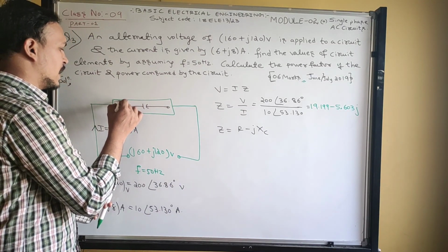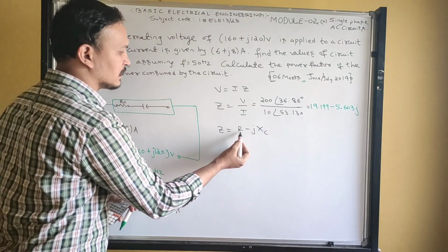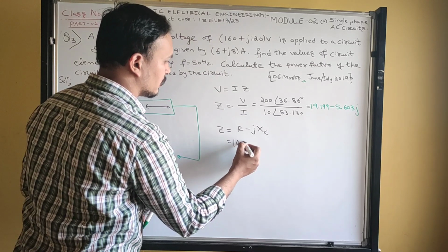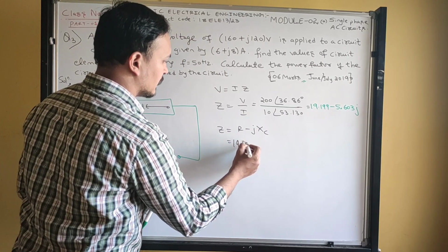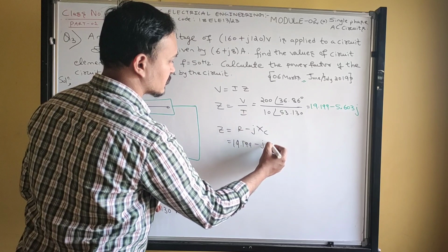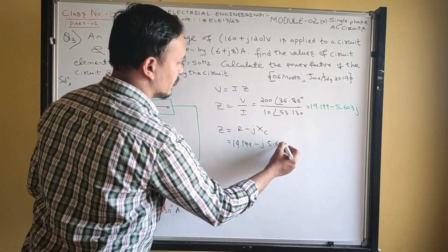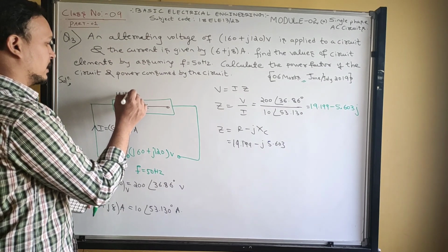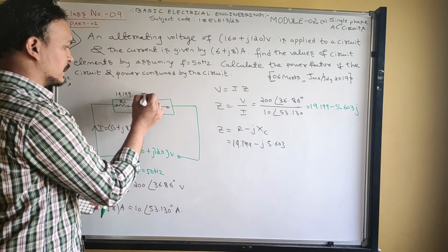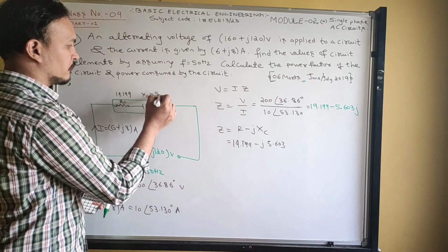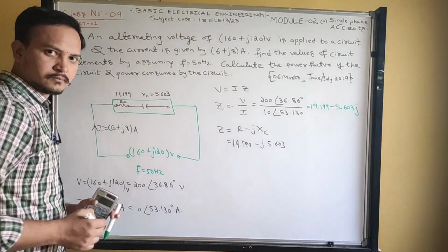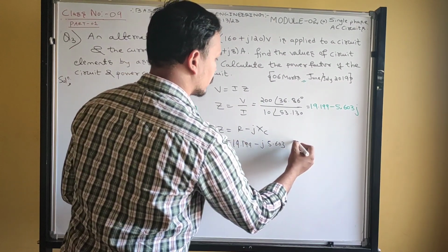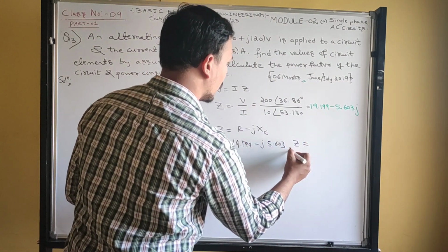So the R value you can write directly. What is the R value? 19.199. 19.199 minus j, and the capacitive reactance value is 5.603. So the resistance value is 19.199 and the capacitive reactance Xc value is 5.603. Got it?